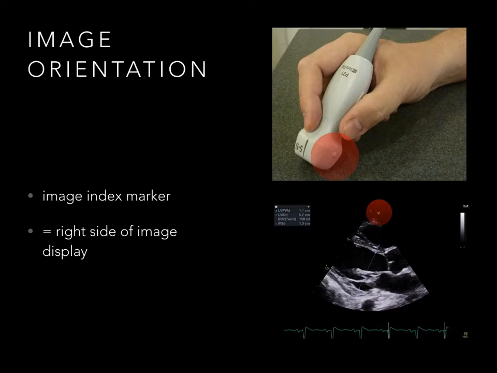Every ultrasound transducer has an image index marker. This can be a groove, a button, or a light. By convention, the image index marker indicates the right side of the image display, shown with the red dot on this image.